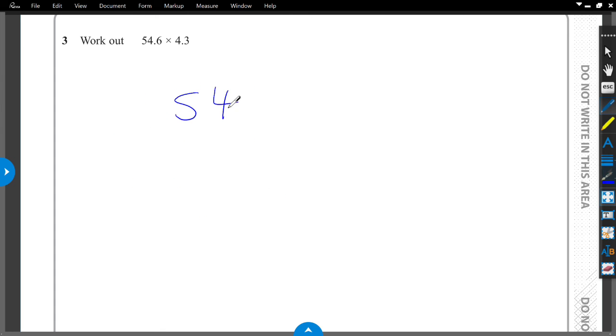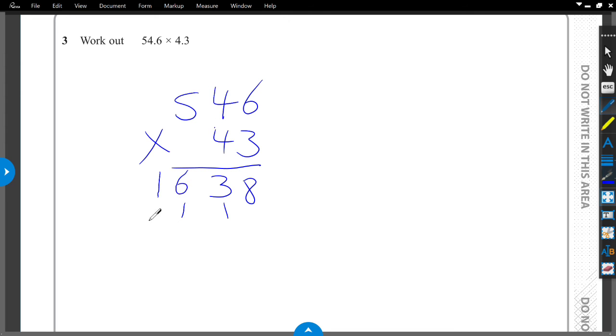So instead, I would just do this as whole numbers, ignoring decimal places. So I'll do 546 times 43 instead. Now this becomes much easier to understand. 6 times 3, that's 18. 3 times 4, that's 12. Now I add this 1 on, so that gives me 13. 3 times 5 is 15. Add the 1, I get 16. So this is basically saying that 3 times 546 gives you this.